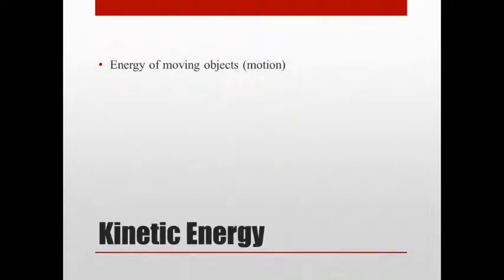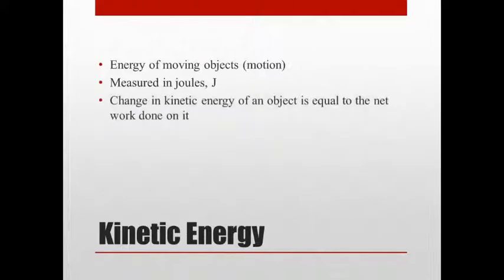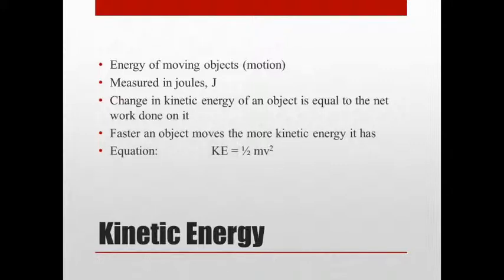So, kinetic energy. Kinetic energy is any time an object is in motion. And we measure kinetic energy in joules. And a change in kinetic energy of an object is equal to the net work done on it. So all the work done on an object is equal to the kinetic energy of that object. And the faster an object moves, the more kinetic energy it has.